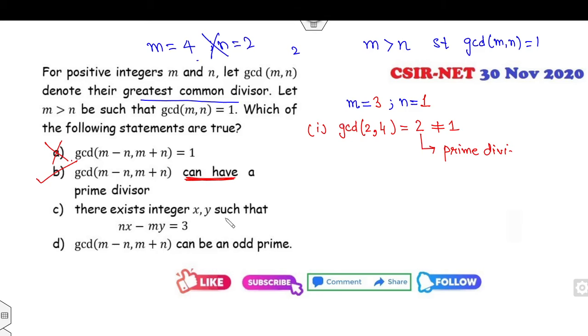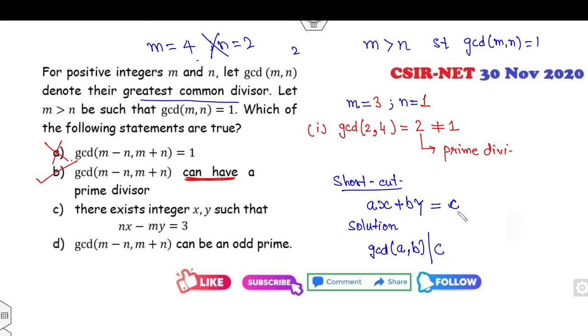There exist numbers x and y such that... always remember this shortcut trick: ax plus by equals c has a solution when the GCD of a and b divides c. Now look at this. What is the coefficient of x? n. So your target is to find the GCD of n and m. It is given that it is 1. Then 1 divides 3, because the right hand side is 3, and 1 always divides 3. Yes, it's the correct option.